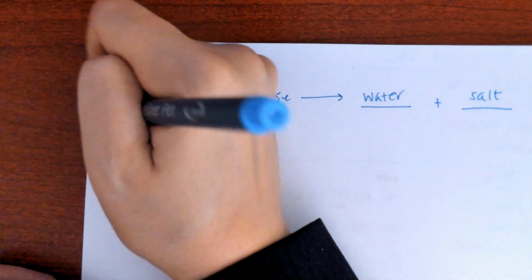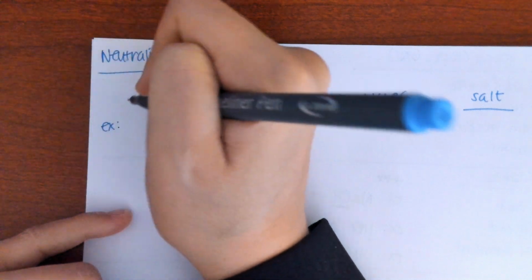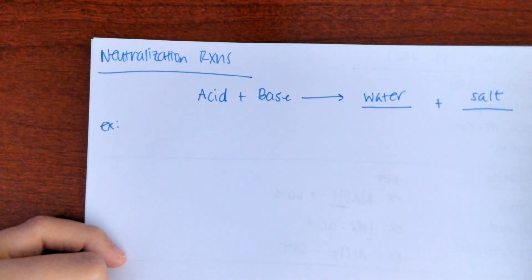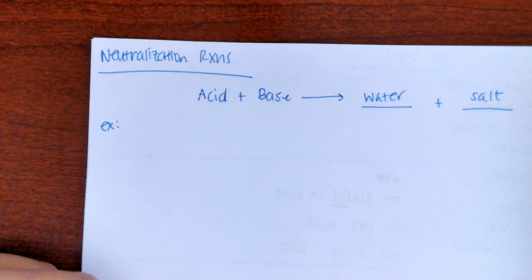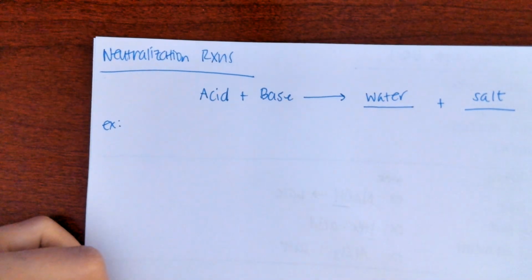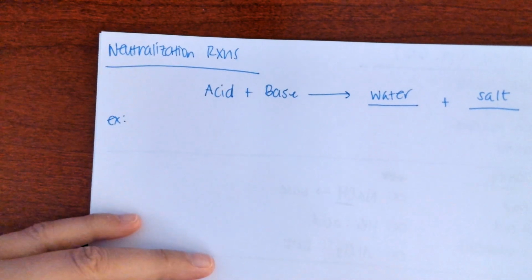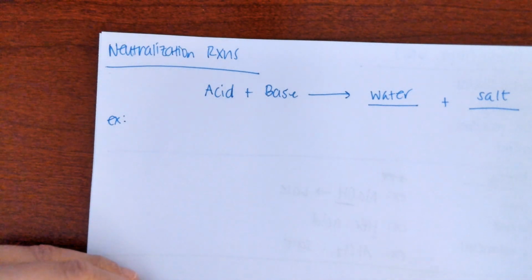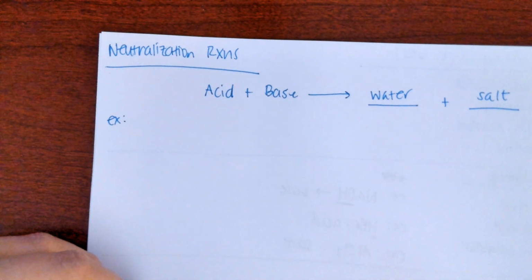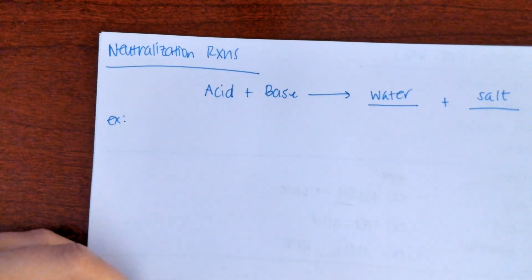So what you'll be expected to write on your quiz Monday is that you'll be given the first half of the reaction, the acid and the base, and then you'll have to write down the rest. So everyone should know water, okay? I should at least see water. If you get the salt wrong, you'll at least get partial credit for getting the water right. But if you don't even put water, I don't know what to tell you.